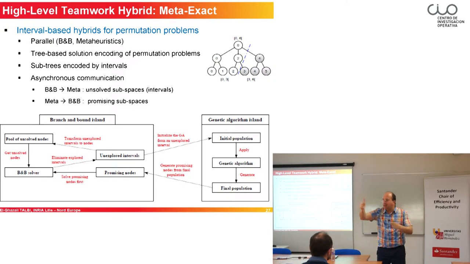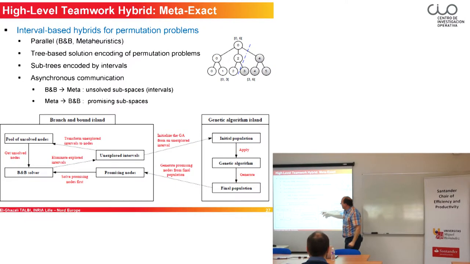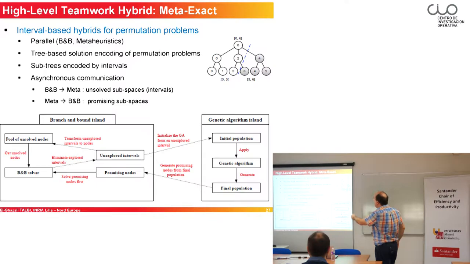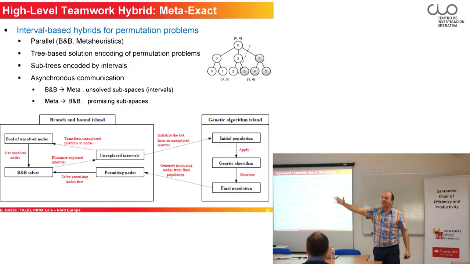So the most important question here is how to collaborate between those families to make them more efficient, search interesting regions and not search the same region. And what was the most important question here? The encoding of the solution. We have found a tree-based encoding of permutation problems, and this tree-based encoding of solutions answers all those questions.